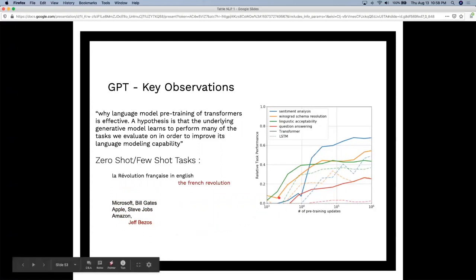And they showed that for few shot learning and for zero shot learning, the performance significantly improves as you keep training the model. In the process of training the model, the performance keeps improving. So just the fact that it's learning some linguistic statistics or some structures allows it to solve certain tasks. That is one of the main takeaways from this paper, which allowed them to experiment with GPT-2 and GPT-3.